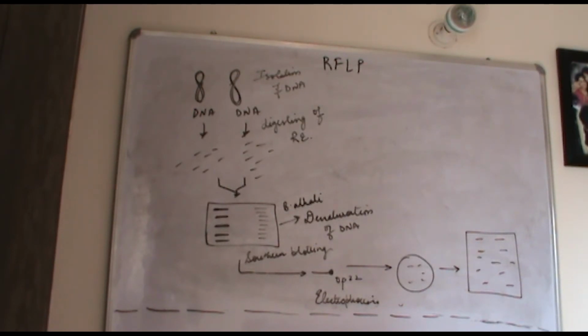This technique is very important as it takes advantage of the difference in the DNA sequence. How does the difference in the DNA sequence arise? With the help of an enzyme called restriction endonuclease enzyme.